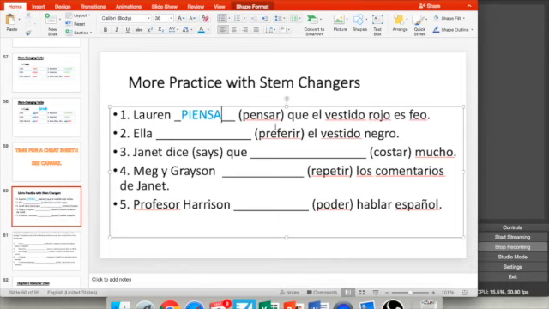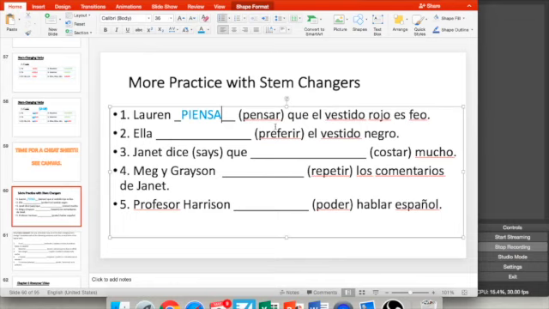So I should end up with Lauren piensa que el vestido es feo. All right, number two tells us that ella preferir el vestido negro. So she thinks that red dress is ugly, but she prefers the black dress. So we're going to take the verb preferir, to prefer, and we need to conjugate it.